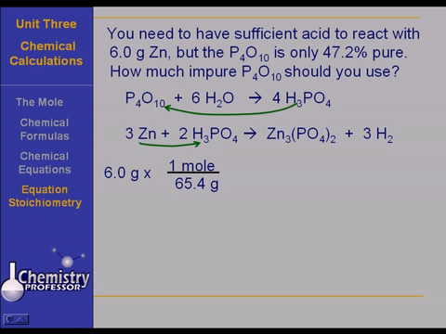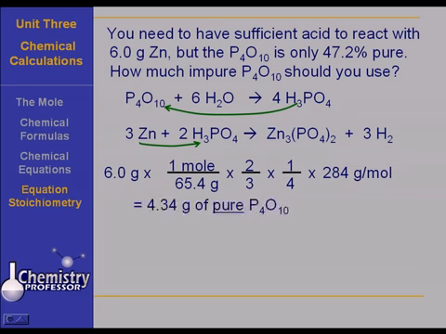And now we go to moles of phosphoric acid. The moles of phosphoric acid can be found by using the mole-to-mole ratio of 2 moles of phosphoric acid to 3 moles of zinc. Now we're at moles of phosphoric acid. We can go to moles of P4O10. And we see that it is 1 mole of P4O10 that will produce 4 moles of phosphoric acid. Now we're at moles of P4O10, and we can find the mass of the P4O10 used by multiplying by the gram molecular weight of 284 grams per mole. This gives us 4.34 grams of pure P4O10.